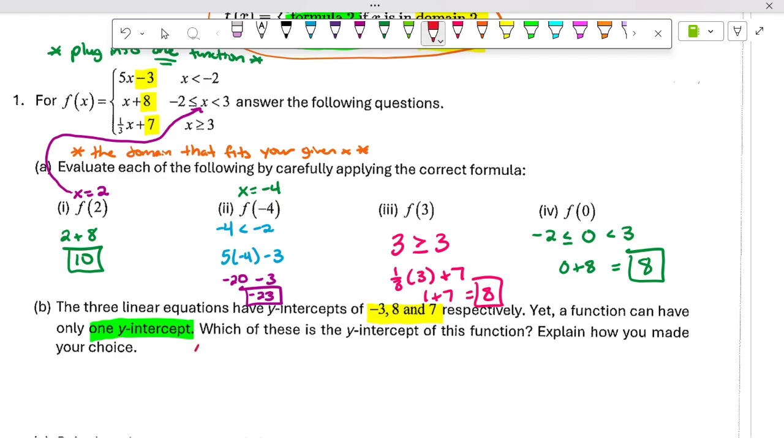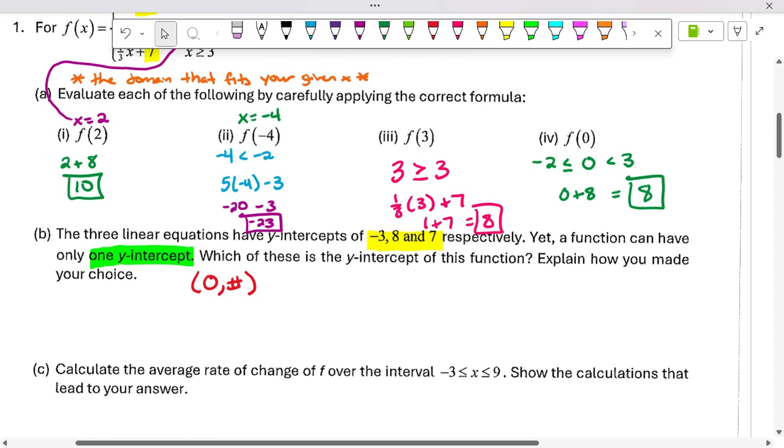All right. So 0 and some number, that's how you typically write the y-intercept. The question is, which one? Which one of these three y-intercepts is the true y-intercept? So do you guys think it's going to be -3, 8, or 7? Which one will be the true y-intercept? Oh, why would I give away the answer? Are you playing with me? It's 8. Why? It's 8.